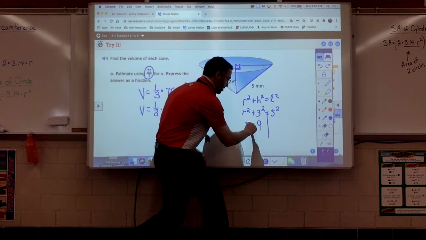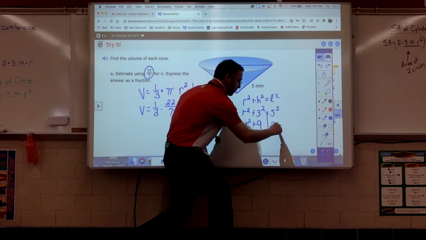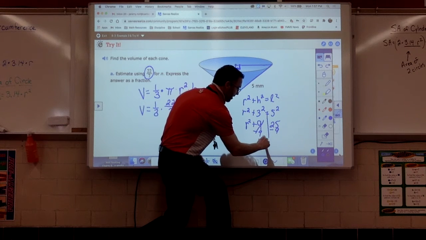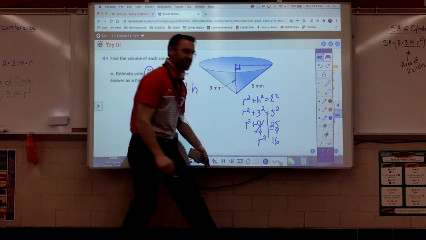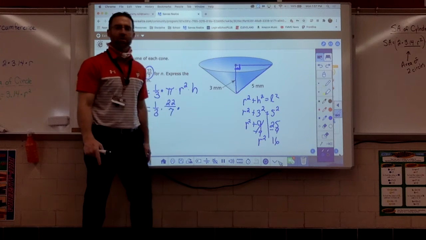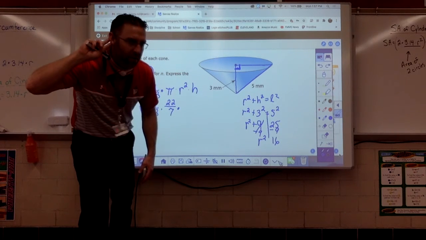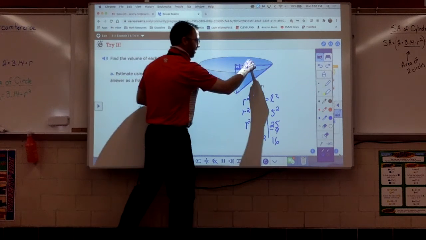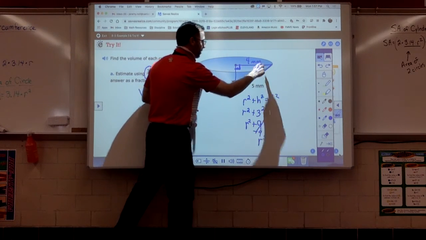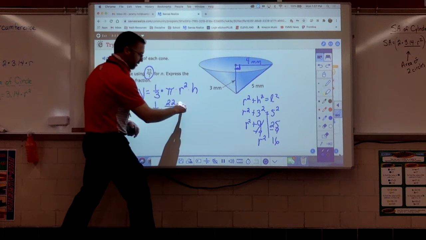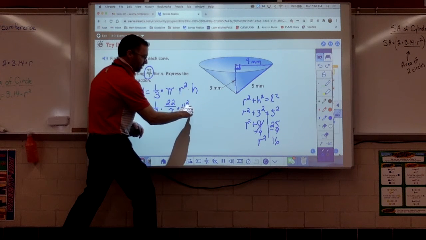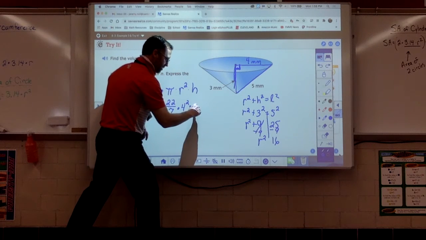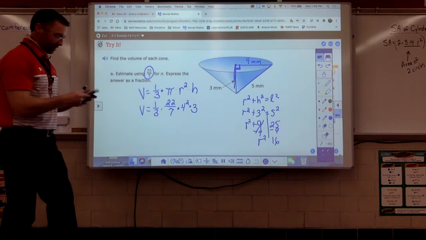This is 9, so r squared plus 9 is equal to 25. Take 9 away from both sides, and you guys have done this enough. We're left with 16. Okay? What's the square root of 16? 4. So our radius, this is 4 millimeters. So I'm going to plug 4 in there for r. And what's going in there for the height? 3. And now we got to just type it in.